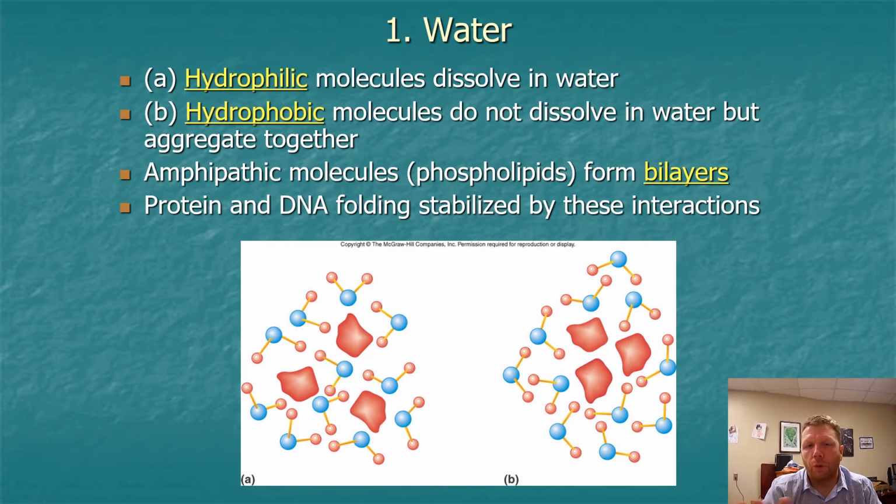First and foremost, water. H2O. Water consists of two hydrogens and 1 oxygen. Now, hydrophilic molecules will dissolve in water because they're going to be able to establish bonding with the atoms of water. Hydrophobic molecules, on the other hand, are not going to dissolve, but they're going to actually aggregate together. We see that illustrated below.